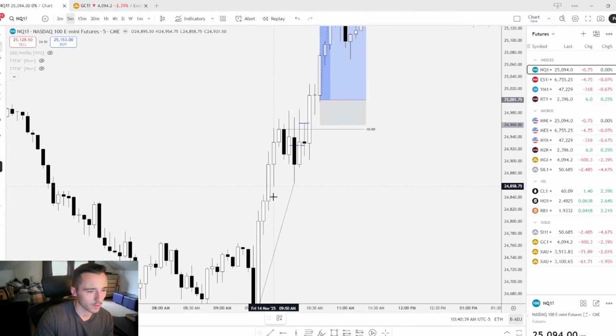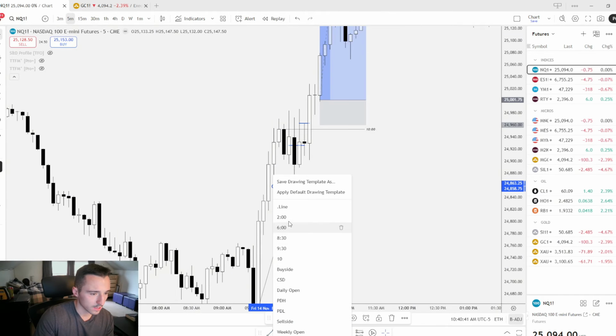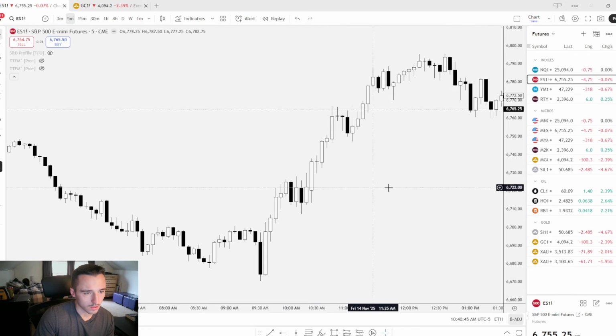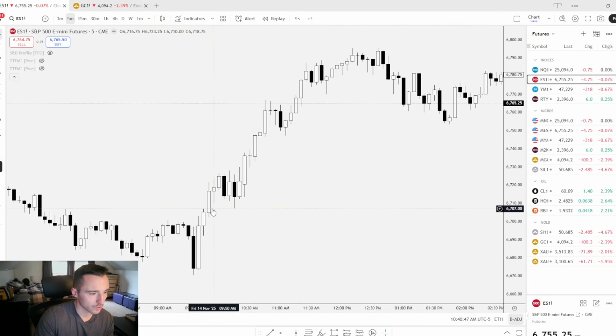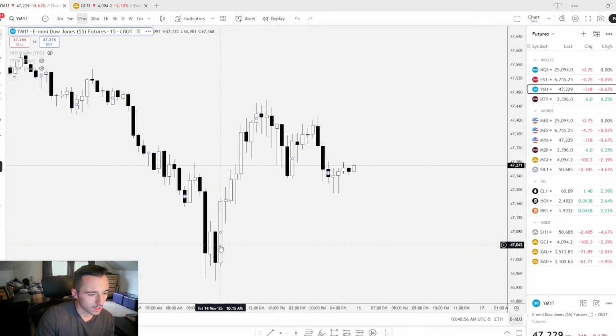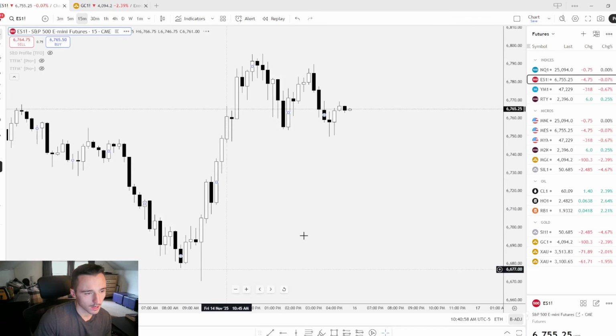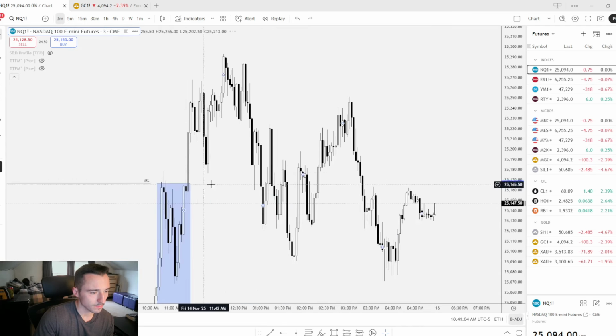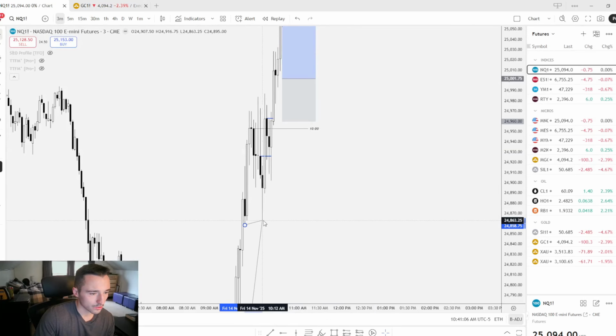Ooh, wait. We put in another SMT right here. Right, so ES took out this 950 low. Where are we? Right here, 950 low. Is that a 15-minute low? No, it's not. Huh. All right. Either way, we put in that smaller time frame SMT with ES right there.